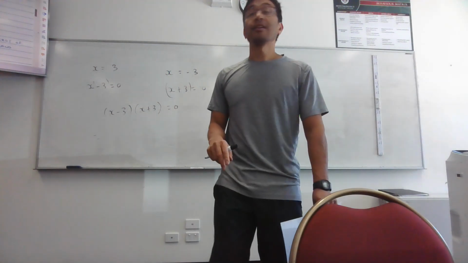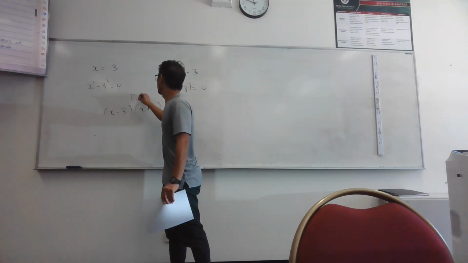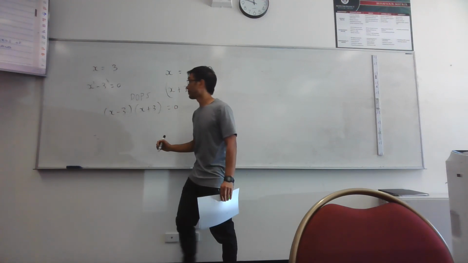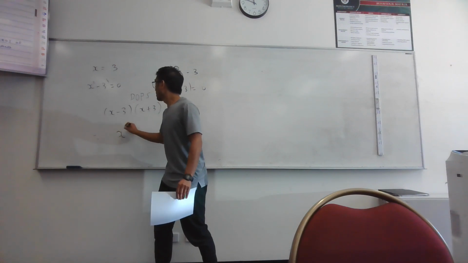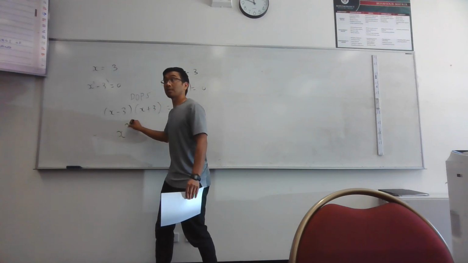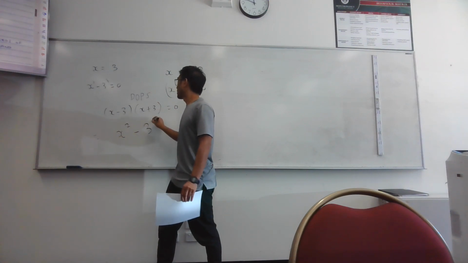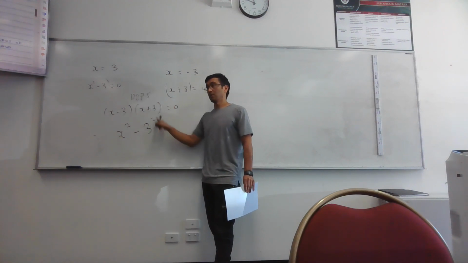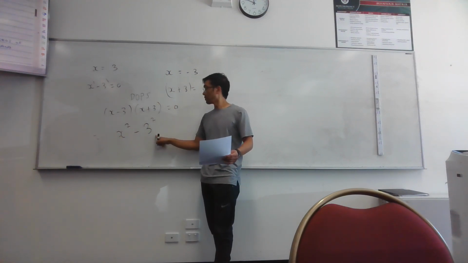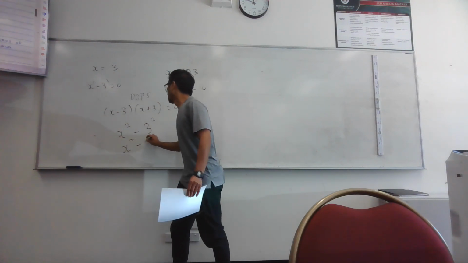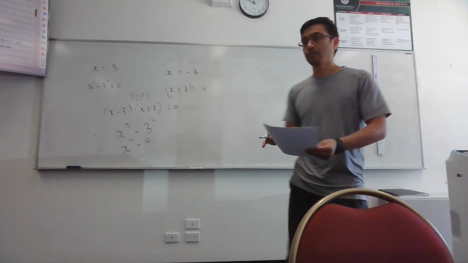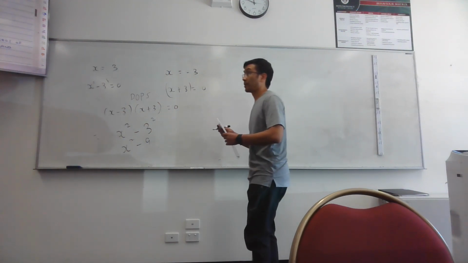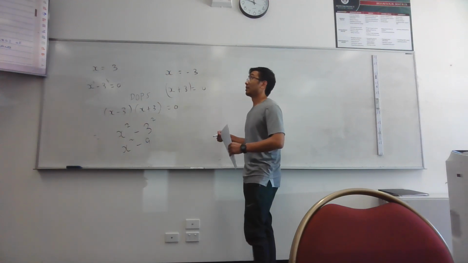Difference of squares. One's to add, one's to subtract. Therefore, when we expand it, we get x squared minus 3 squared. That's the difference of perfect squares equation, which becomes x squared minus 9. That's the end to that whole equation.